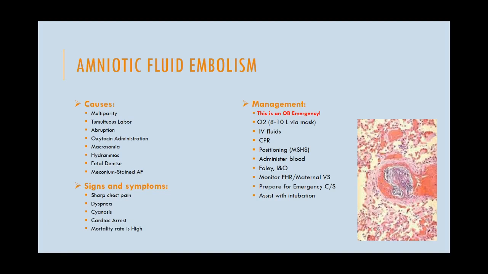Moms with an abruption. There you see oxytocin administration again. Those large babies that are macrosomic. Hydramnios is another cause. Moms with fetal demise. And meconium-stained amniotic fluid. All of those are causes of amniotic fluid embolism. The signs and symptoms that you're going to see if this happens to a mother you're taking care of, they're going to end up with some sharp chest pain, some dyspnea, cyanosis.